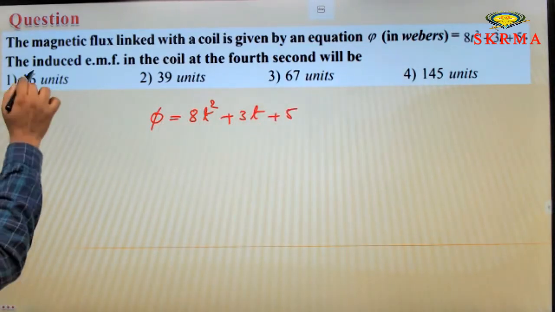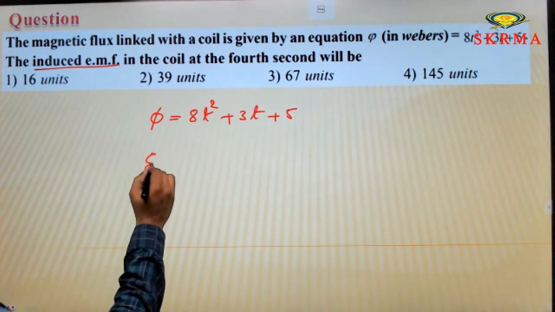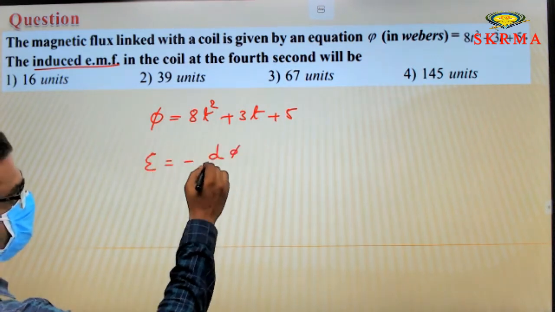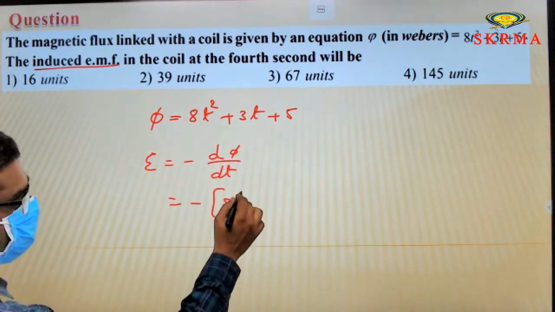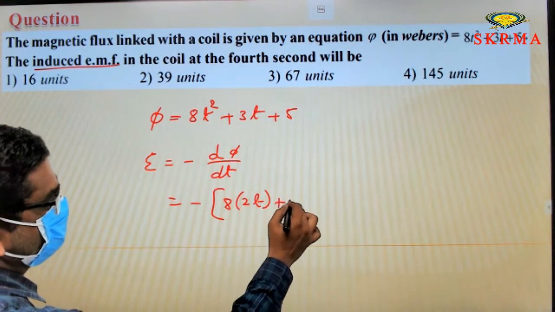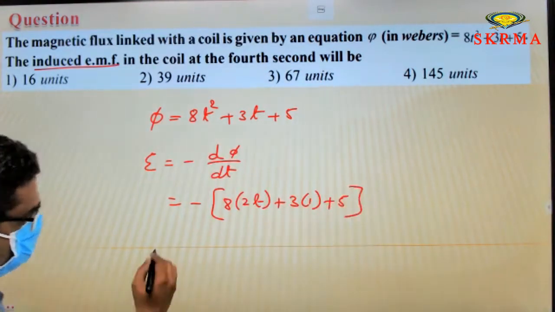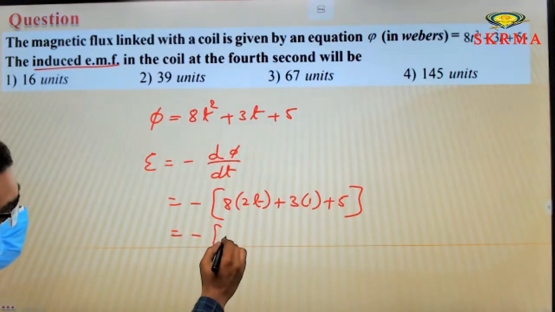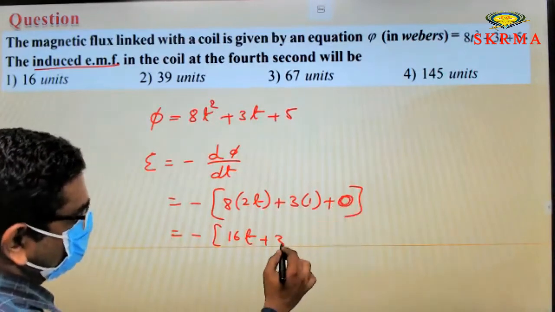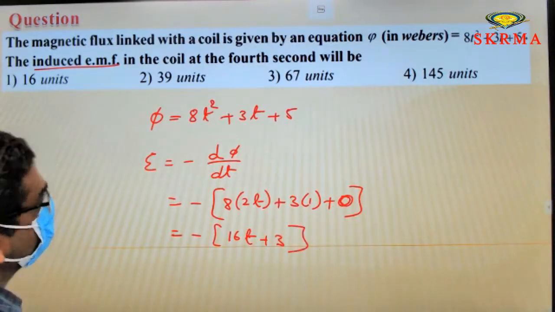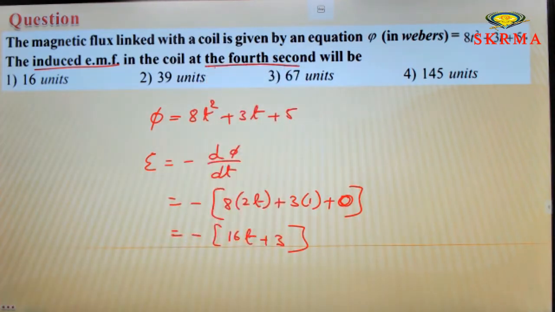Now what we have to calculate? Induced EMF. So induced EMF formula is minus d phi by dt. Now take derivative for this one. For t square derivative 2t, 3t derivative 1, plus 5, equal to minus 16t plus 3. So here the derivative of 5 is 0. Now he is asking about induced EMF at 4th second.